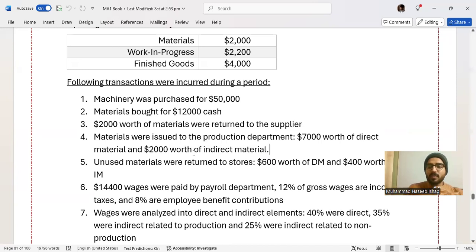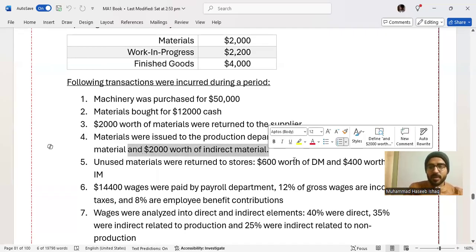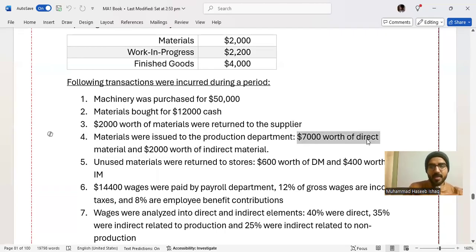So obviously production is a criteria for the material cost. A material cost cannot be incurred in any of the non-production departments, right? So it will be classified as expense. For example, stationery cost will be an expense, not a material cost. So material cost is only related to the production. So 2,000 will be transferred to the production overhead. 7,000 will be transferred to the work in progress account, right?